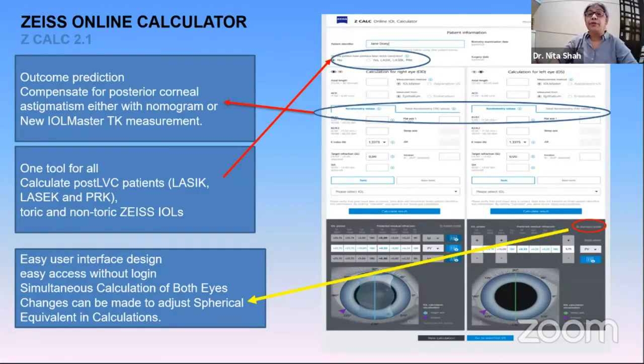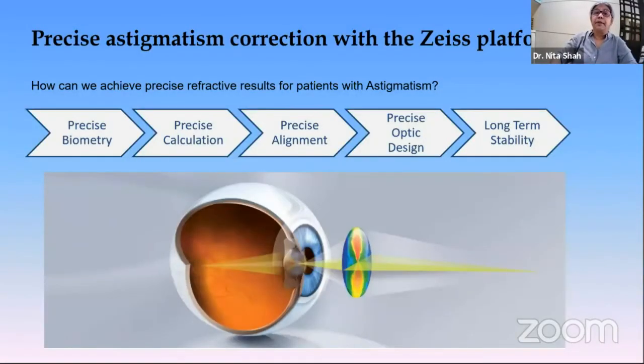And having an online calculator like the ZCalc, the ZEISS calculator, it gives us fantastic outcome prediction. It gives me the option of comparing both the eyes, and I can put in the total keratometry or the TK value directly and get an optimal lens power, which is decided by this particular calculator.